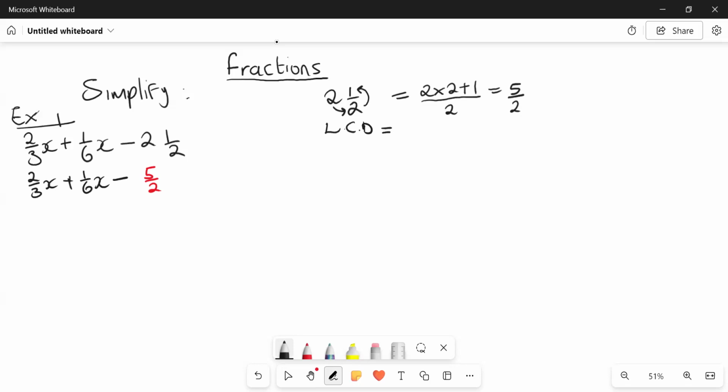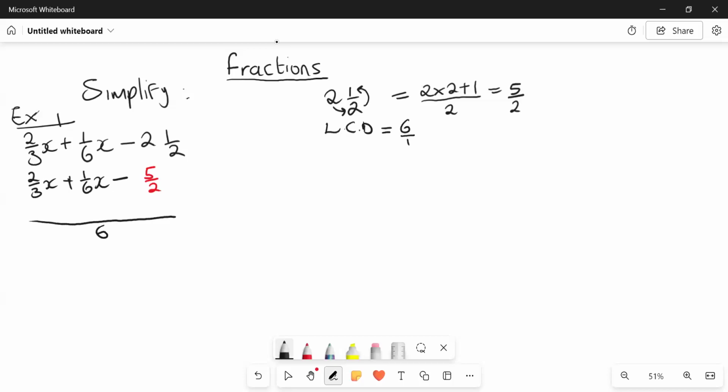So we're looking for a number that when we divide it by 3 or 6 or 2, we get no remainder, right? So that number would be what? 6. When we say 6 divided by 3, we get 2, there's no remainder. 6 divided by 6, we get 1, there is no remainder. And then 6 divided by 2 is 3, there is no remainder again. So our LCD there becomes what? 6, our lowest common denominator. And then after getting the LCD, you write your LCD there.